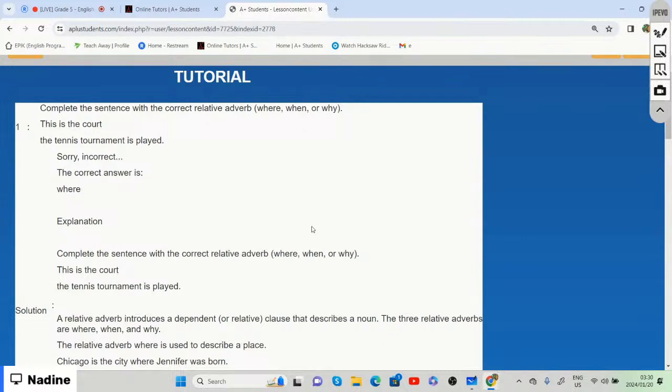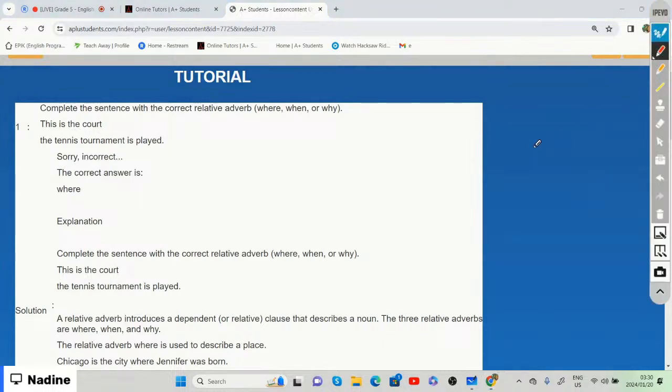All right. So basically, when it comes to the relative clause, the first one says, this is the tennis court where the tennis tournament is being played. So where is correct. Well done.